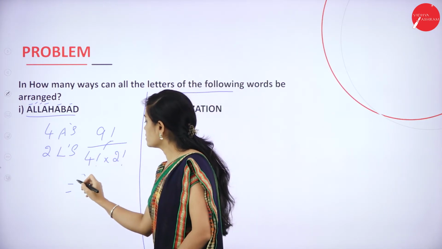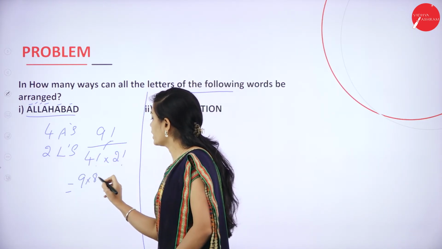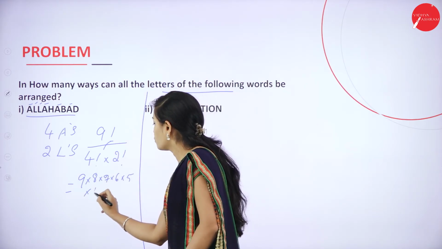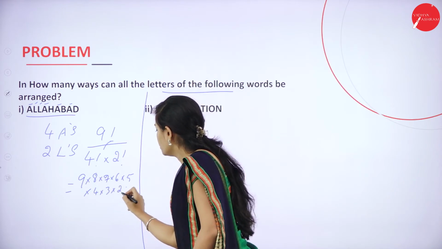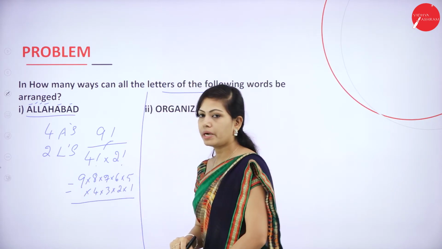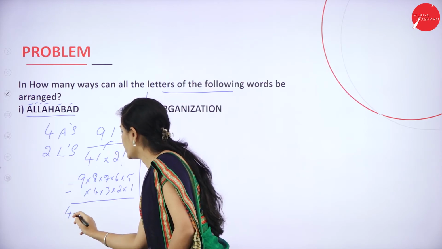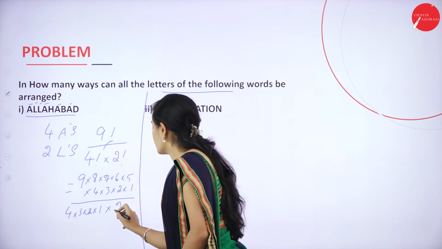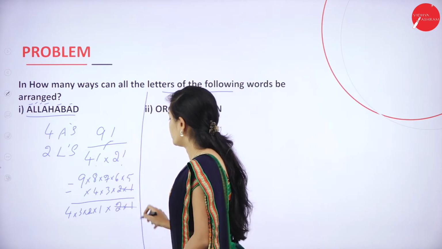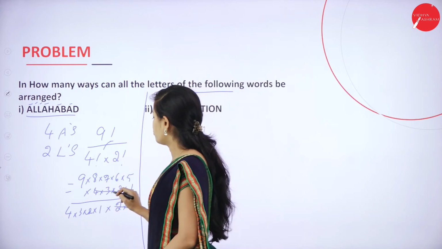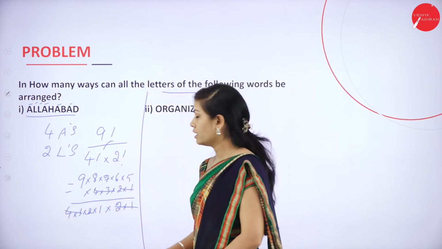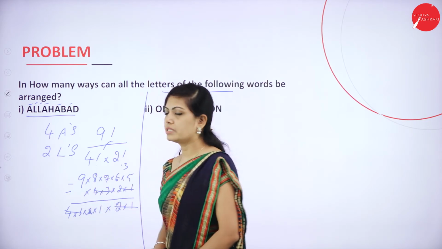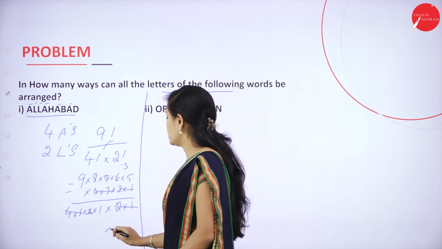So here, first write 9 factorial, 9 into 8, 7, 6, 5, 4, 3, 2, 1. And divided by 4 factorial means 4 into 3, 2, 1 into 2 factorial 2 into 1. So 2 into 1, 2 into 1 get cancelled and 4 into 3, 4 into 3 get cancelled, then multiply these numbers, you will get the final answer.